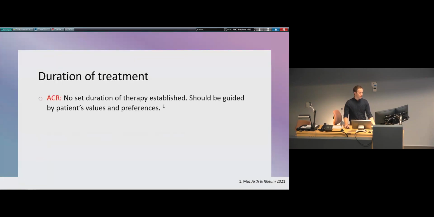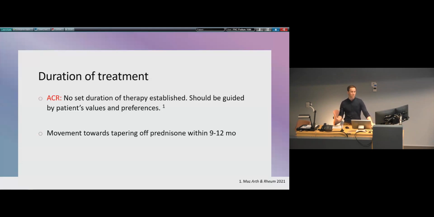Duration of treatment. The ACR was incredibly helpful in mentioning there is no set duration of therapy established and that it should be guided by patients' values and preferences. So use that as you will. But essentially, as mentioned, we are moving to be more aggressive in our prednisone taper, and we're trying to get people off prednisone in about 9 to 12 months. If we have added a concurrent DMARD, which I'm doing quite regularly, priority number 1 is to get them off prednisone.